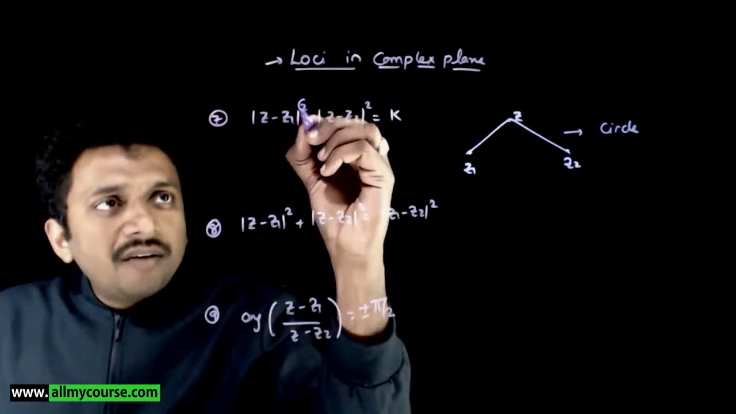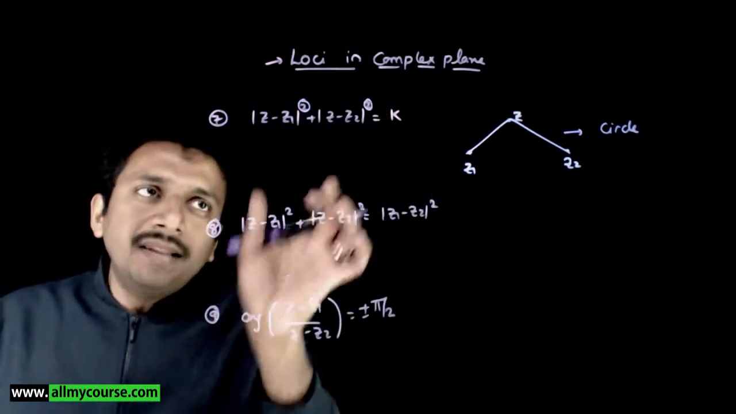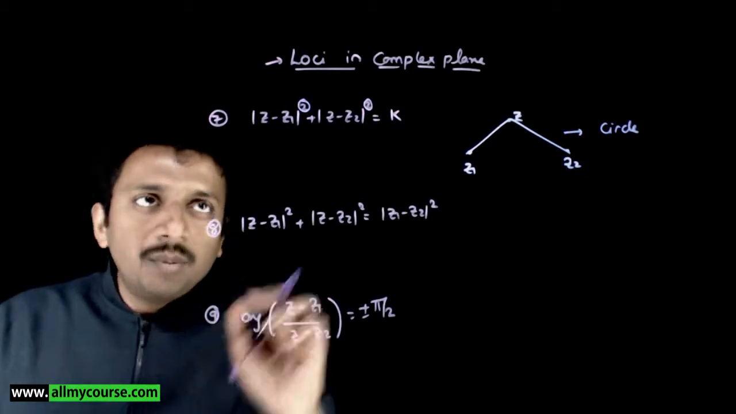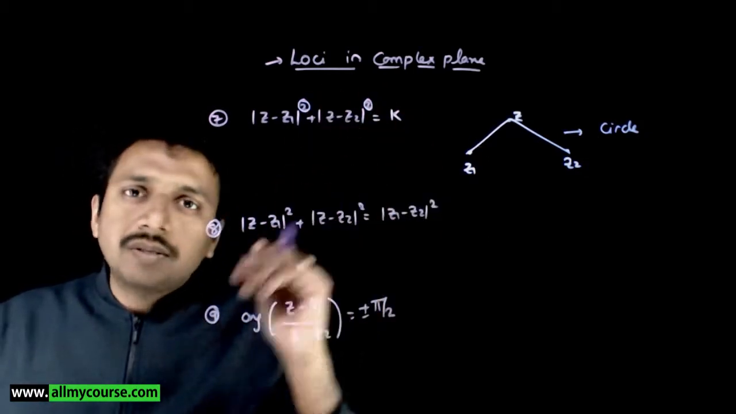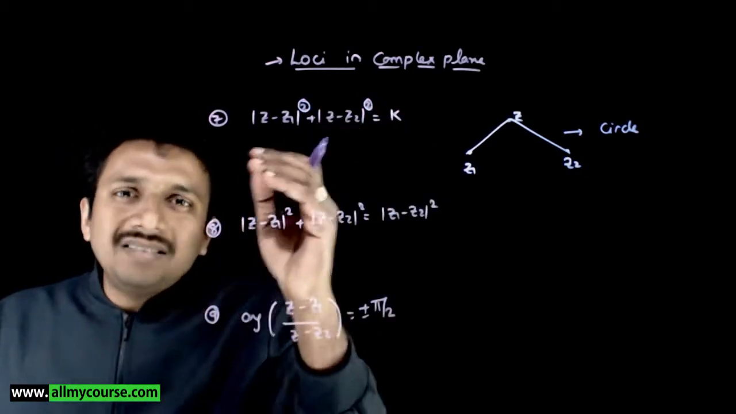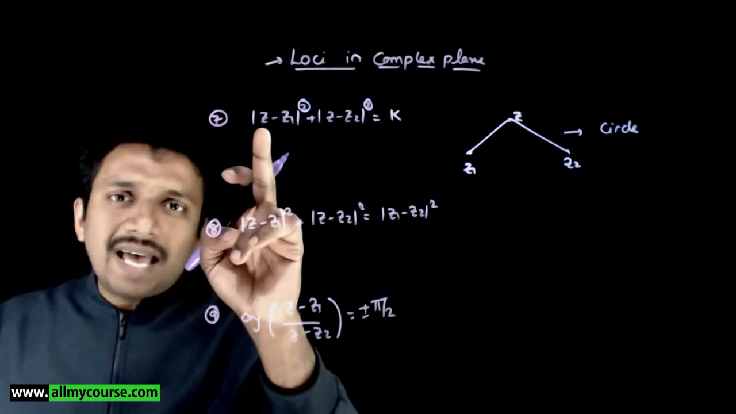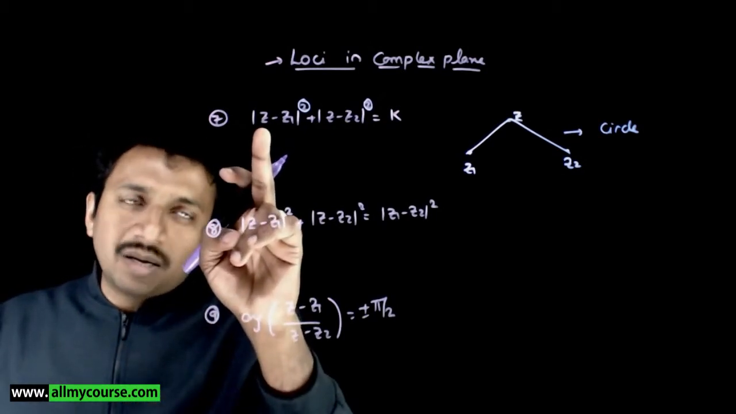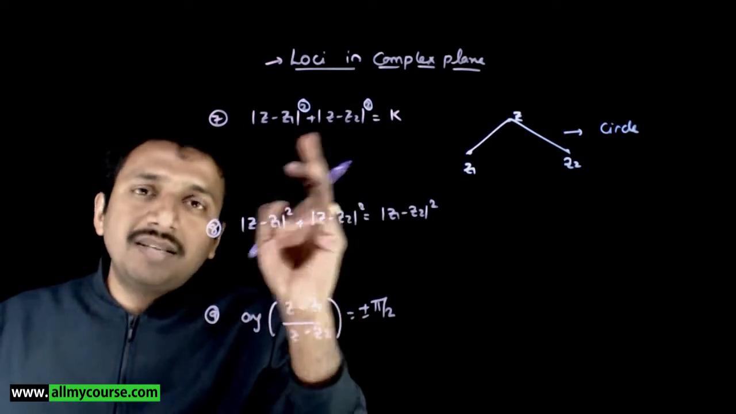If you have no squares, then the locus will be an ellipse. If you have squares, the locus will be a circle. You can very easily derive this by taking z as x, y, z1 as x1, y1 and z2 as x2, y2.